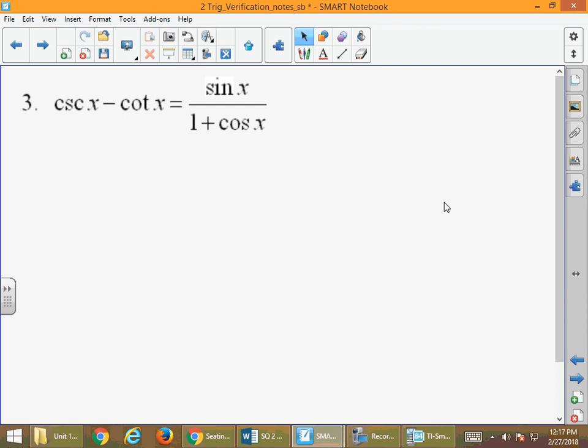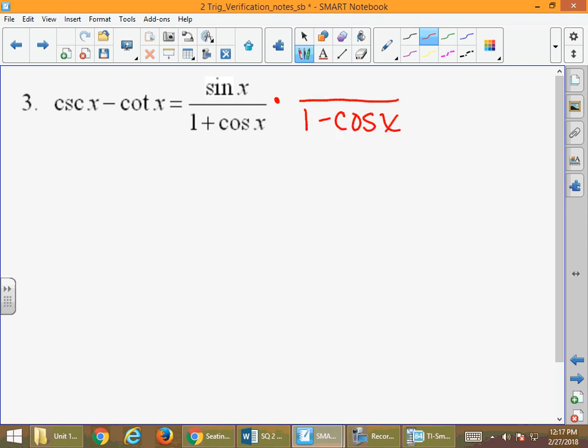But what might be helpful, and I think you can maybe fit it in on your paper, is if you multiply right here in the problem by the fancy form of 1, 1 minus cosine of x over 1 minus cosine of x. I do want to point out again that we want to use the conjugate, which means that we change one sign in the binomial. In the original problem, it was 1 plus cosine x. So we're changing that sign, 1 minus cosine of x, when we do the fancy form of 1.